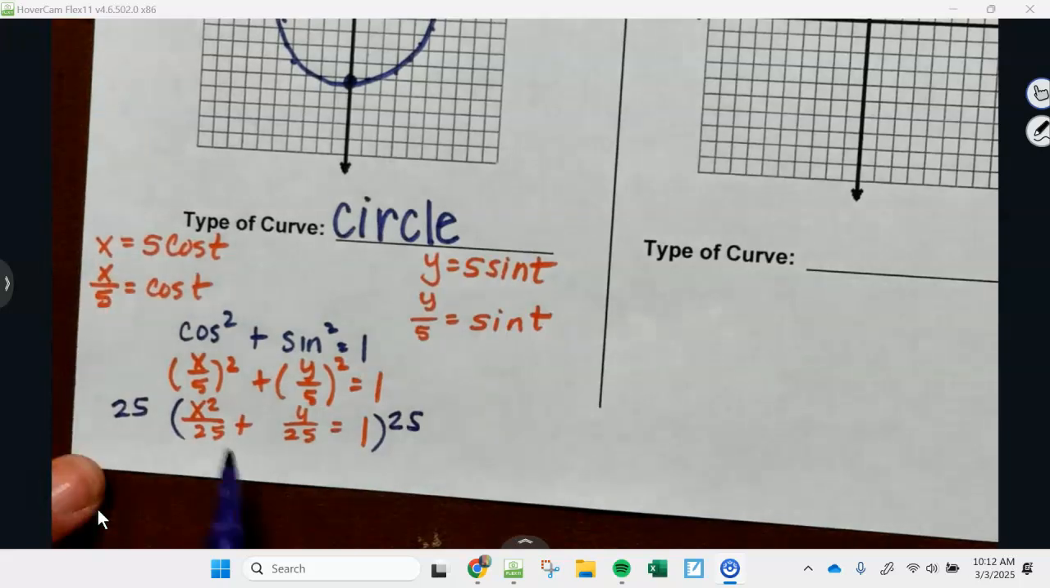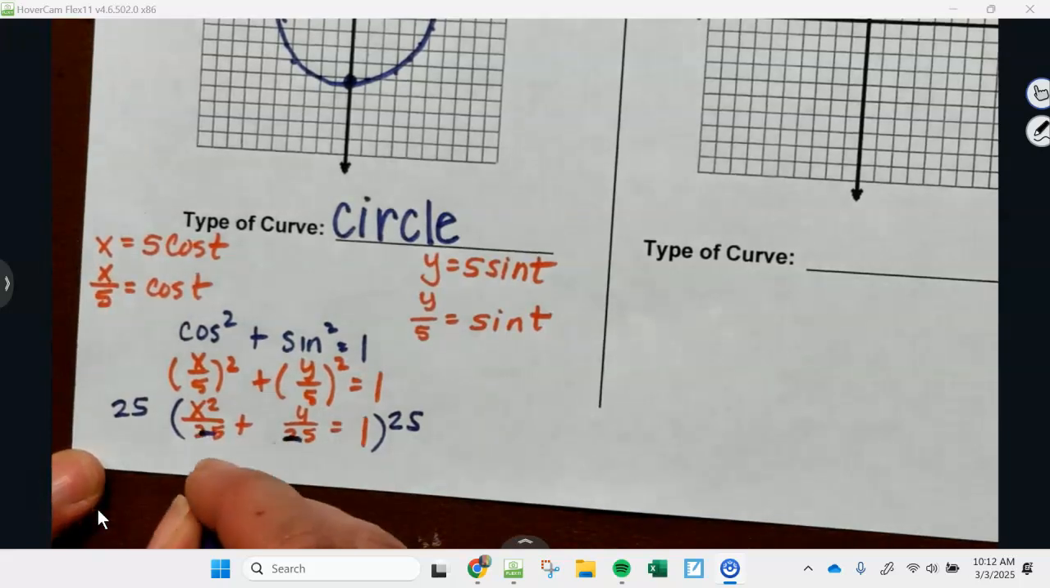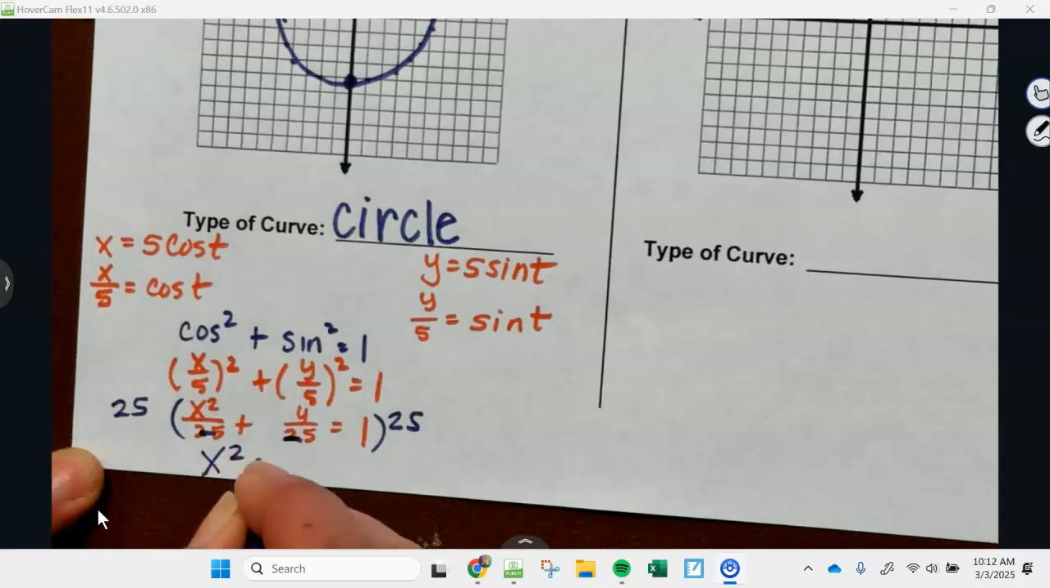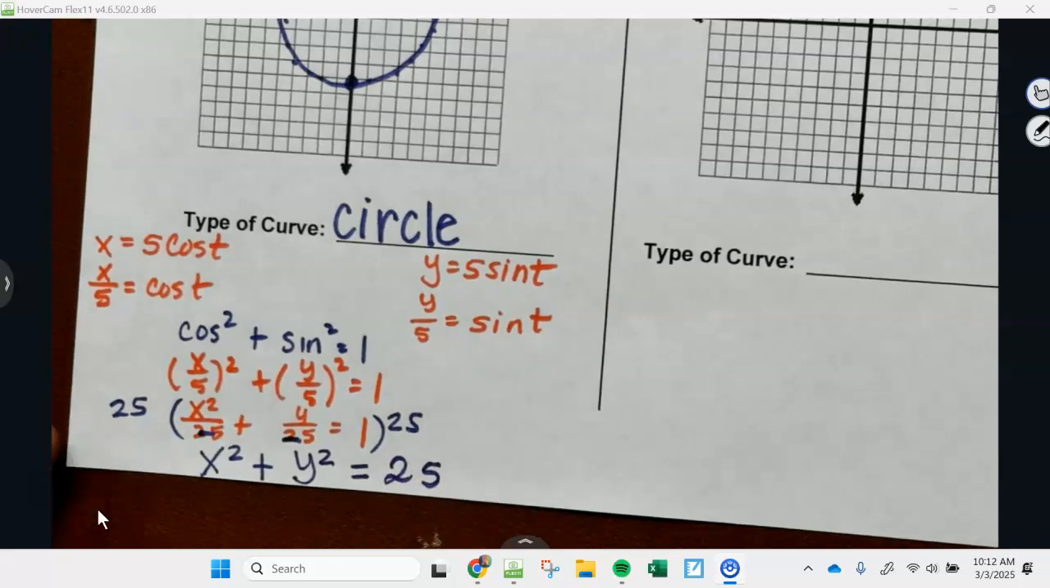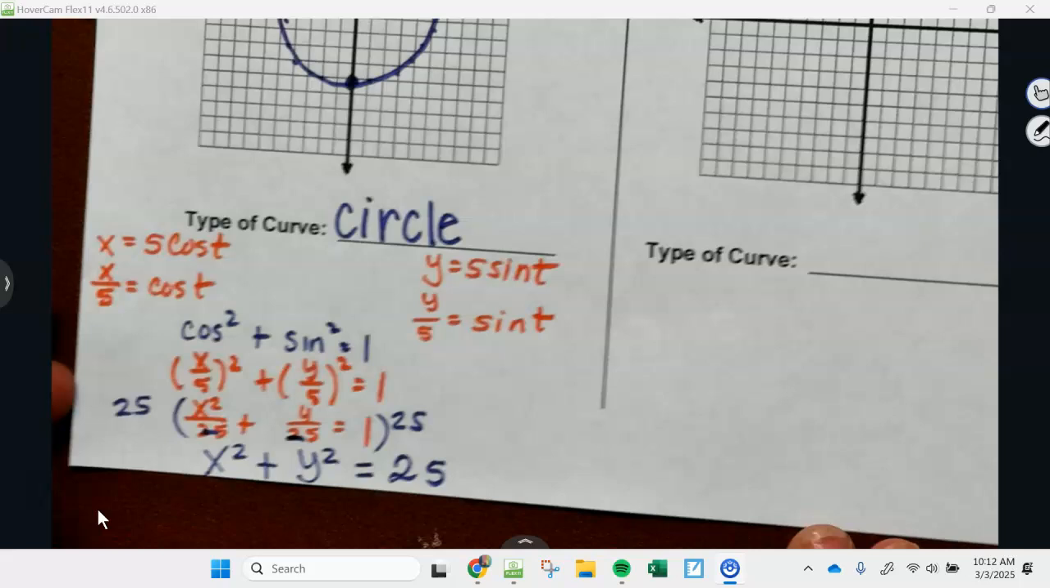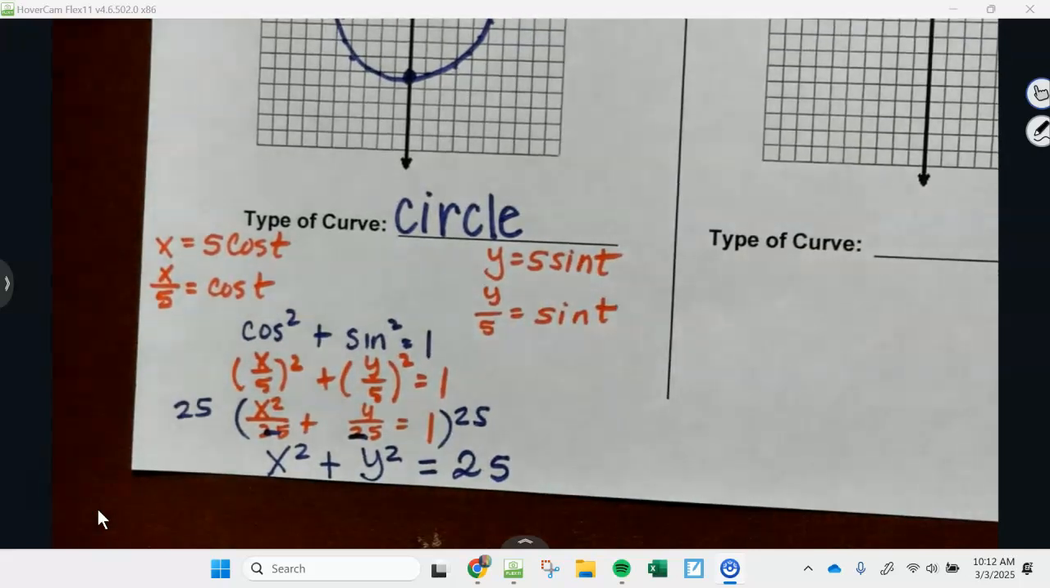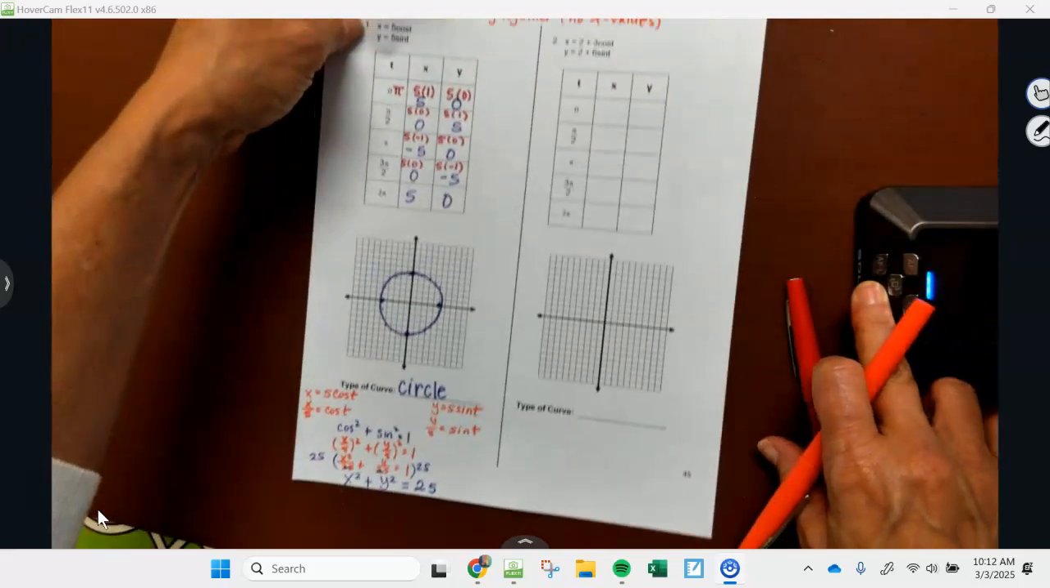Now remember, these 25s are going to cancel out. So it's going to be x squared plus y squared, and then 1 times 25 over here on the right side of the equal sign is 25. And that's rectangular form, which is standard form for a circle. Okay, so we've done all of the left side.